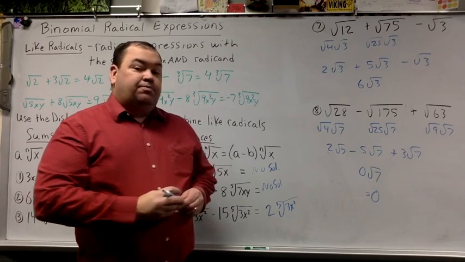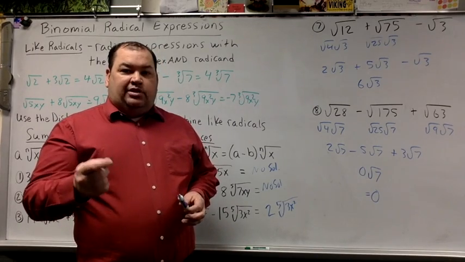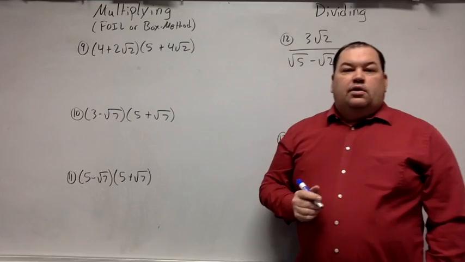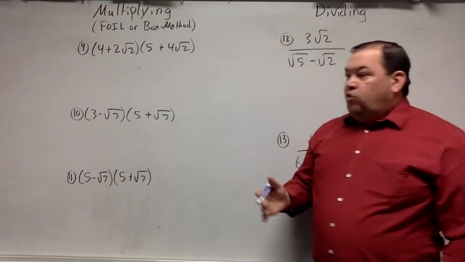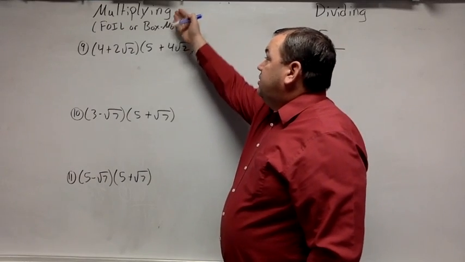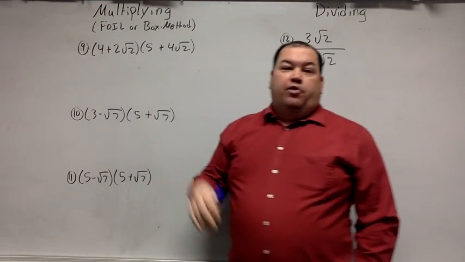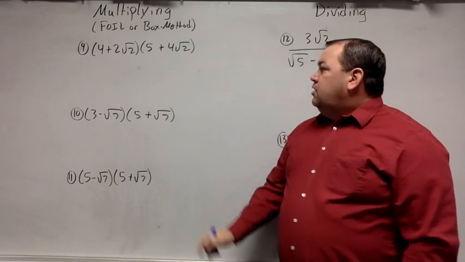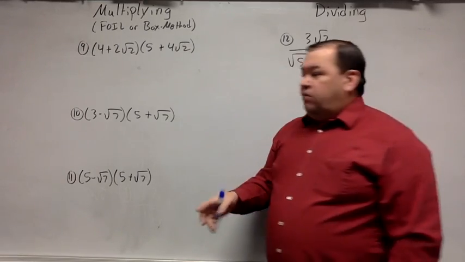Now let's take a closer look at these binomials. Let's try to multiply them and divide them. So just like any other binomial, when we want to multiply these out, we use the FOIL method or the box method or a modified distributive property. So I'm going to go ahead and FOIL this one out.